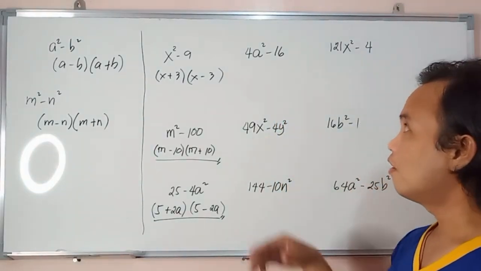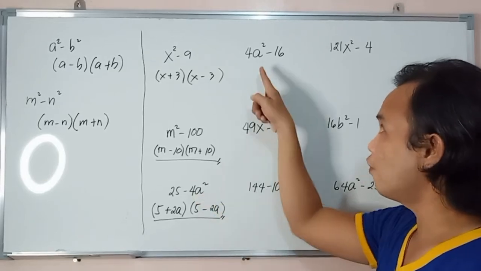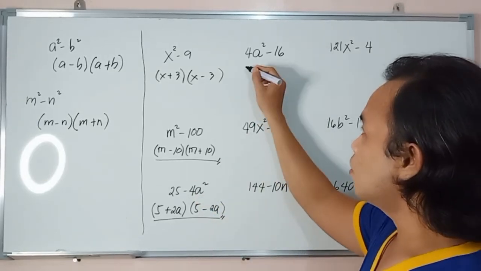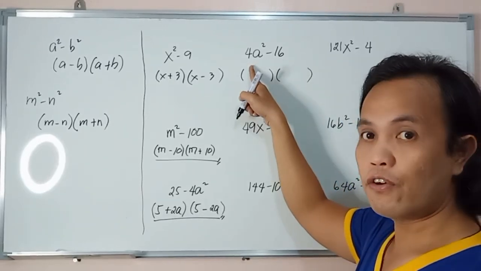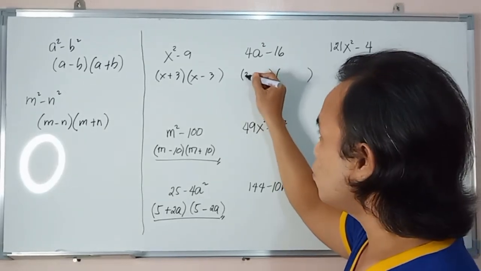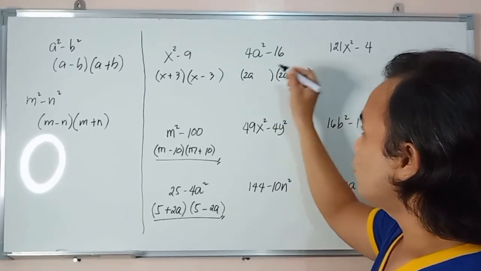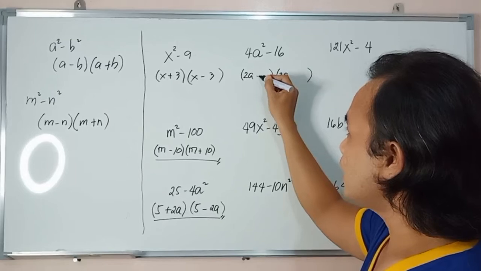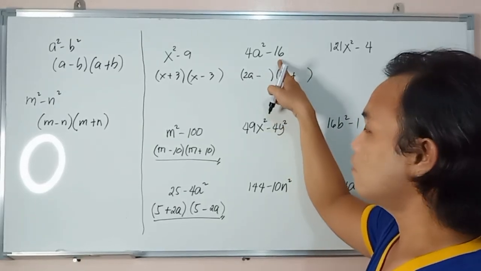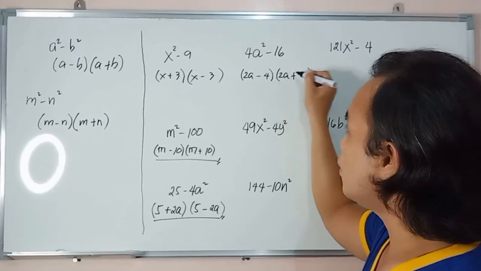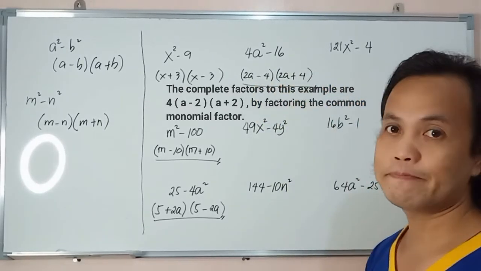Next example, 4a squared minus 16. Similar here, we have 4a squared, so we have these binomials. The square root of 4a squared is 2a. Of course, we have here 2a. We write minus plus or plus minus. Then the square root of 16 is 4, so we write 4 and 4. So these are the factors of this binomial.